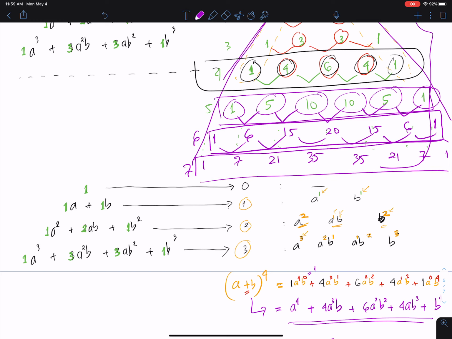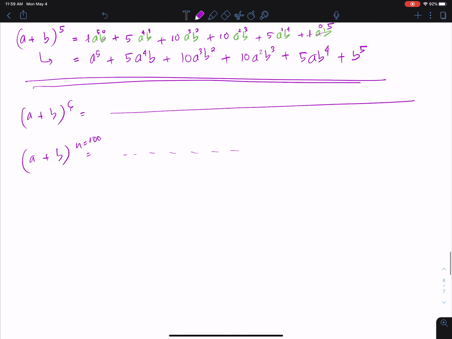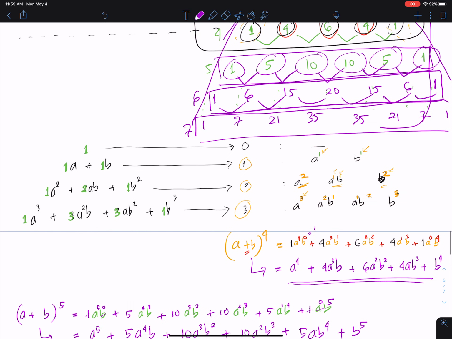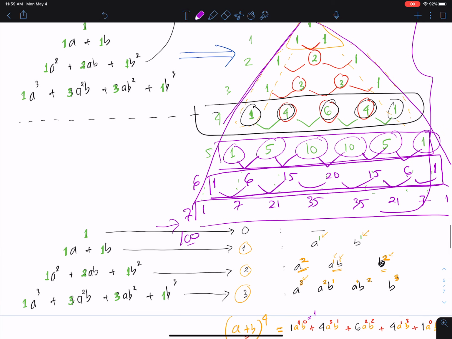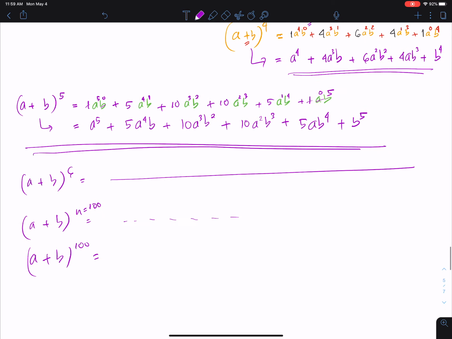If you need for 8, then you need to write down again, and for 9, write down again. So if n is 100, meaning we try to calculate (a + b) to the power of 100, our Pascal triangle has to be reached until 100 here. That is also not optimum in terms of calculation.